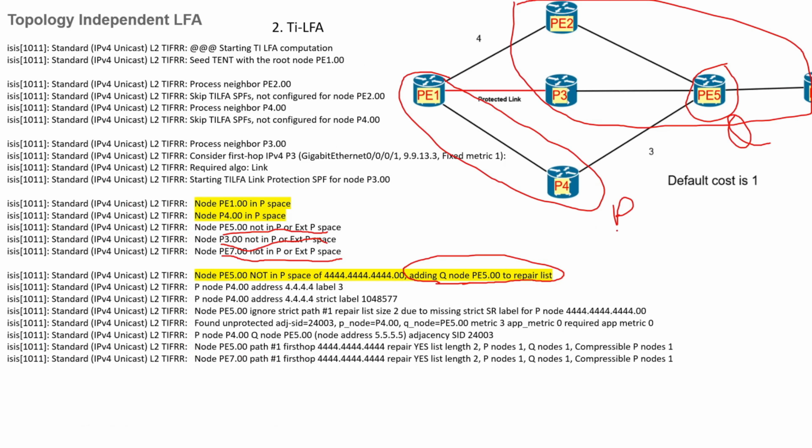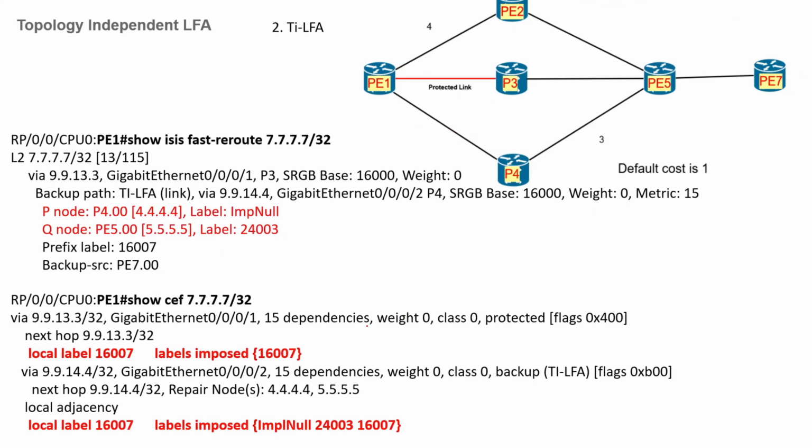for the P node, the router is going to use the prefix-sid, and if you want to reach the Q node, it's going to use the adjacency-sid. So you can see here for the P node, it is the explicit null, hence it is not showing any label here. But for the Q node, it has figured out the adjacency-sid between P4 and PE5. So this is the case.